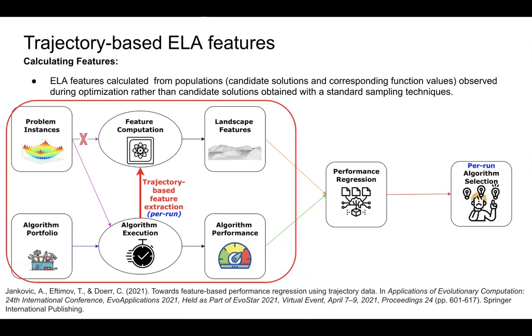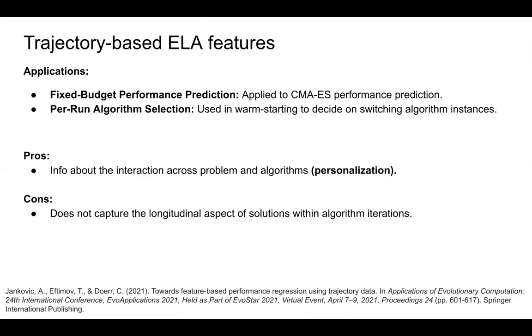Now if you think about those features, they are completely personalized features. And this is a real benefit of these features. Why? Because if you have modular CMA and a sphere function, and if you have differential evolution and a sphere function, they have completely different features because they are calculated based on the observed candidate solutions. So you are not sampling the matrix based on some artificial sampling techniques.